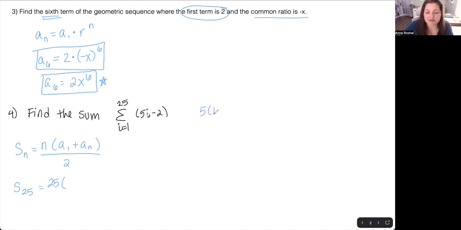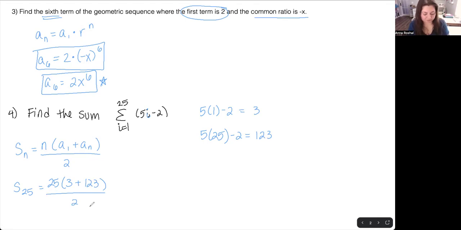So I'm going to go 5 times 1 minus 2, which is 5 minus 2, which is 3. And a sub n would be a sub 25. So it would be 5 times 25 minus 2. That's 125 minus 2, which is 123. So, oops, not 2, 3 plus 123. And then all of that is going to get divided by 2.